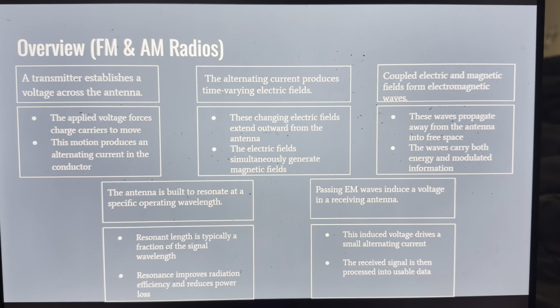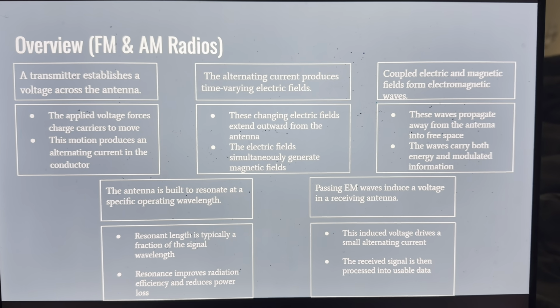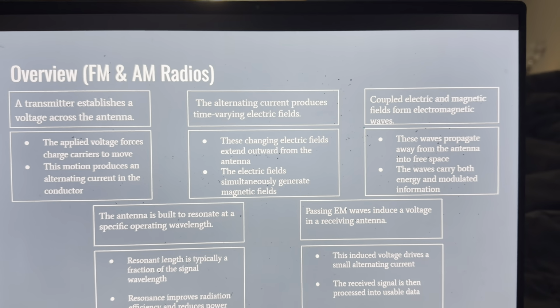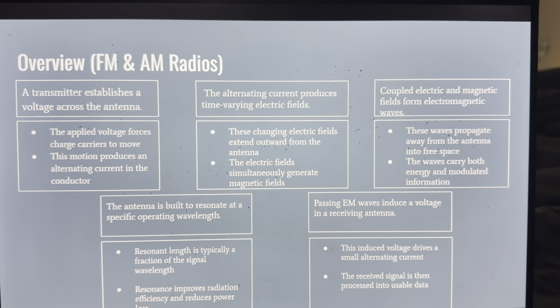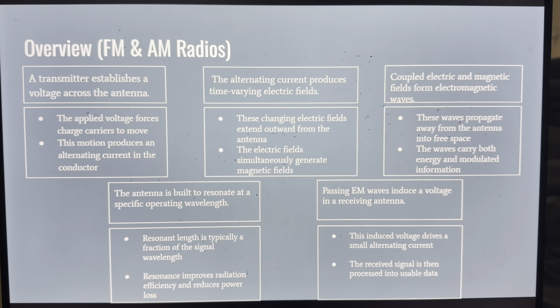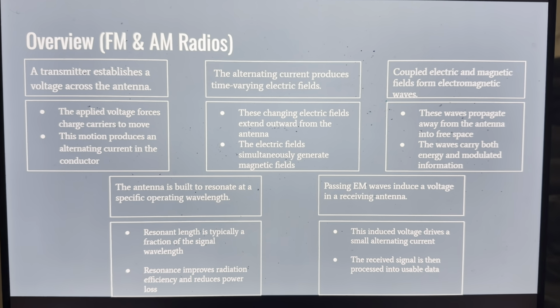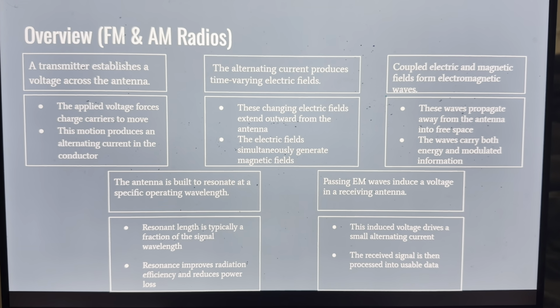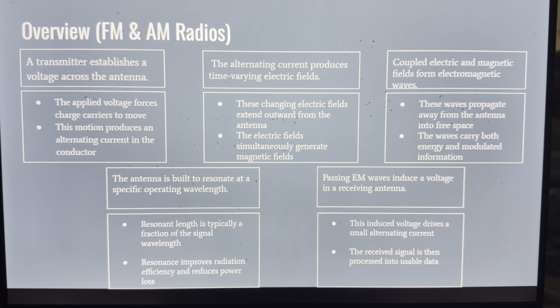The coupled electric and magnetic fields form electromagnetic waves, and these waves propagate away from the antenna into free space, and the waves carry both energy and modulated information. The antenna is built to resonate at a specific operating wavelength. Resonant length is typically a fraction of the signal wavelength, and resonance improves radiation efficiency and reduces power loss.